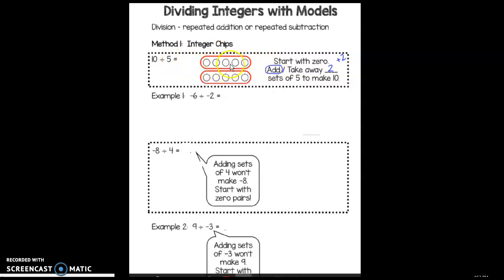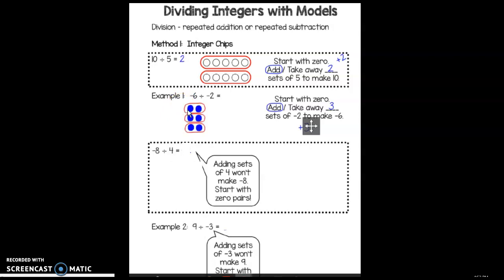So we end up with 2 sets of 5, 2 sets of positive 5, which gives us a total of 10. So our answer is positive 2. Example 1, negative 6 divided by negative 2. So, as always, we start with 0, and this time we're going to add 3 sets of negative 2 to make a total of negative 6.